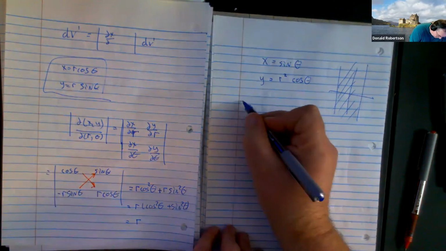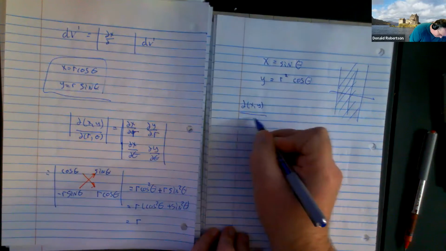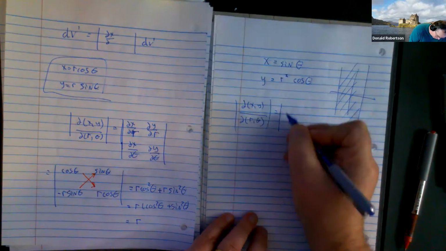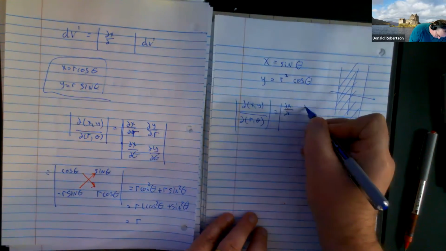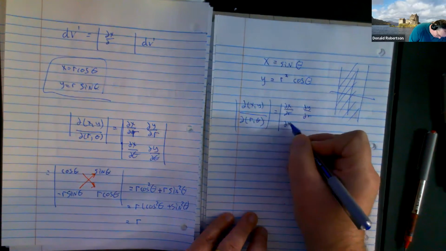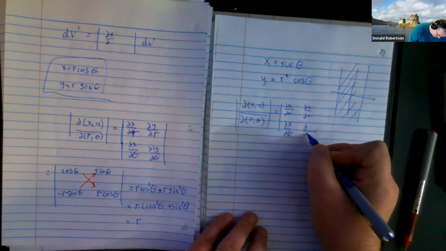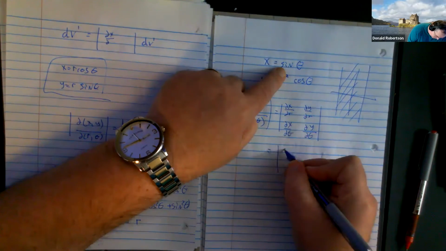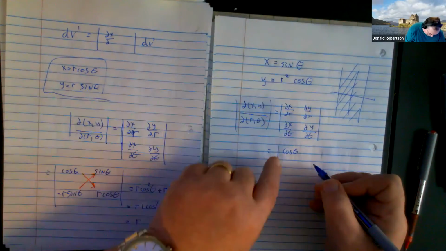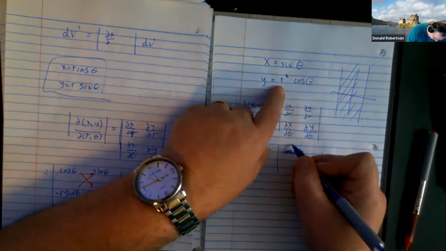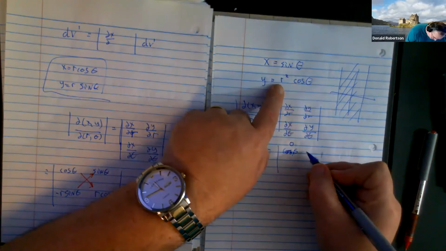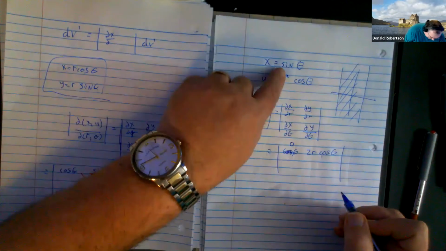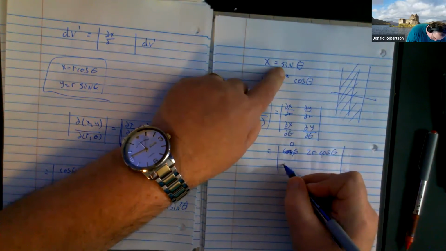What would the Jacobian look like? Well, the Jacobian in this world would be the derivative with respect to r of x and y, and the derivative with respect to theta of x and y. If you differentiate this, you get cosine theta. Oh, wait a minute. If you differentiate this with respect to r, don't you just get 0? And if you differentiate this with respect to r, you get 2r cos theta. If you differentiate this with respect to theta, now you get the cosine theta.